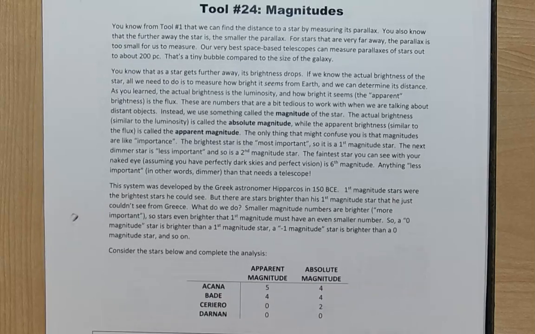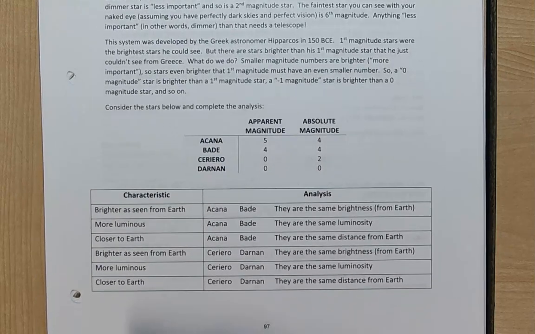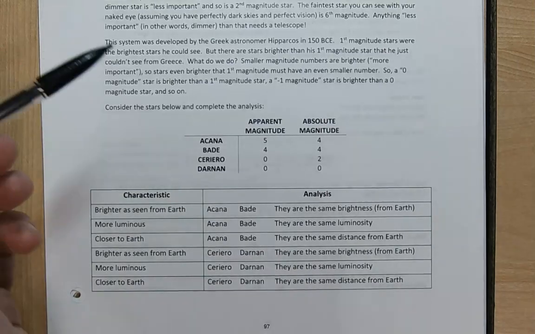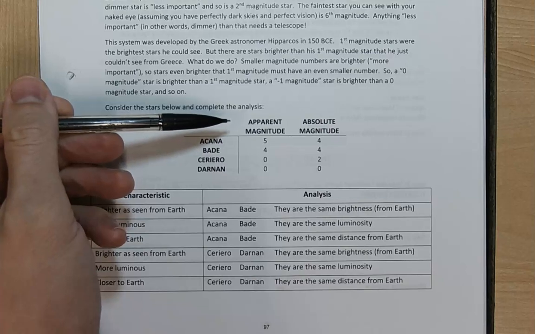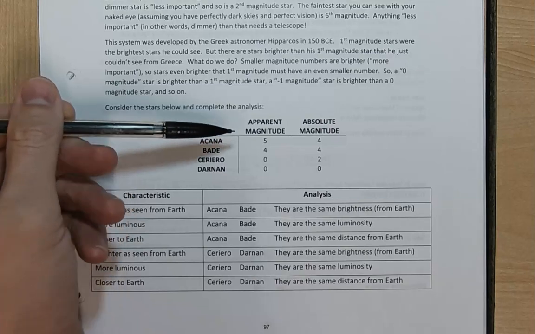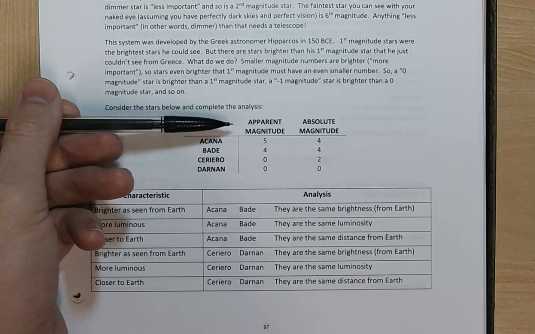So how does this work? The main thing to remember about the magnitude system is that the lower the number, the brighter the star looks. Okay? In apparent magnitude, right? The apparent magnitude of a star is how bright it looks from Earth. So in other words, it's a way of talking about how bright the star appears, and that depends on flux.